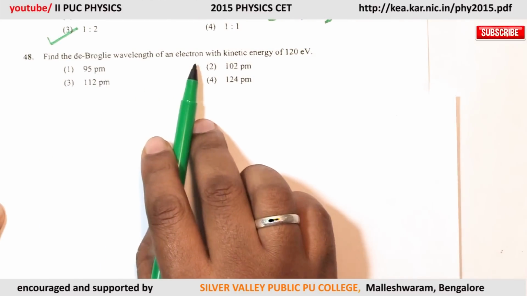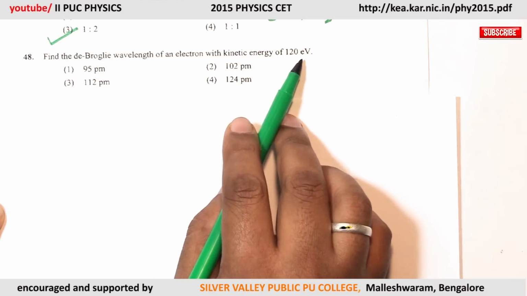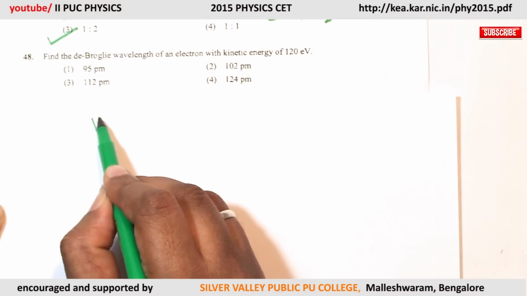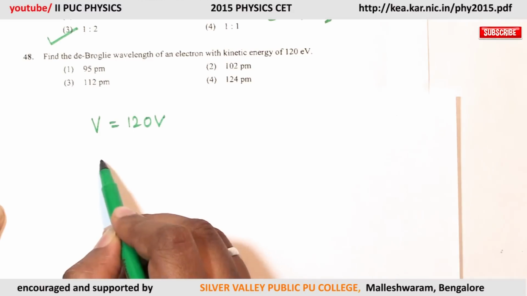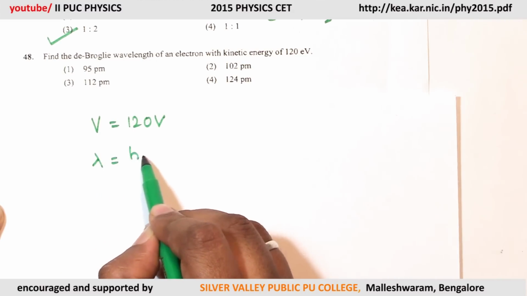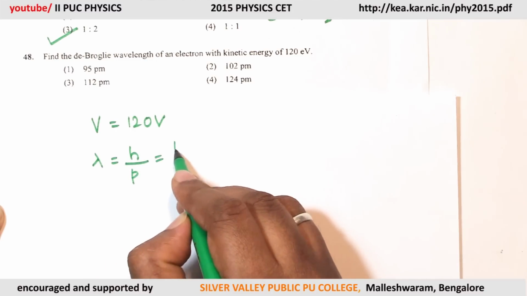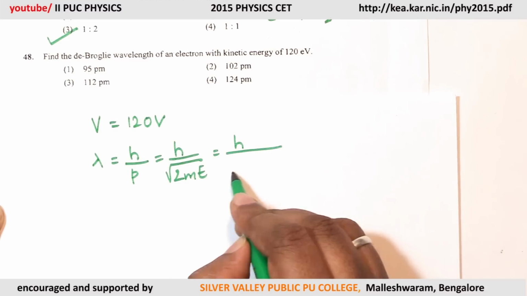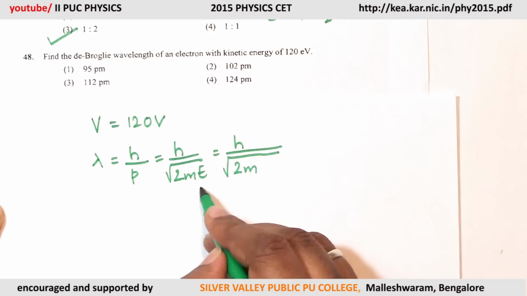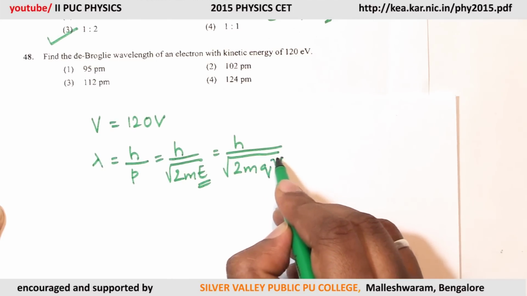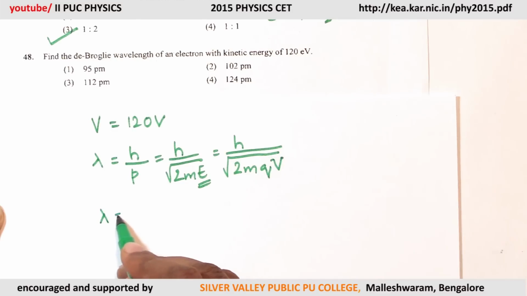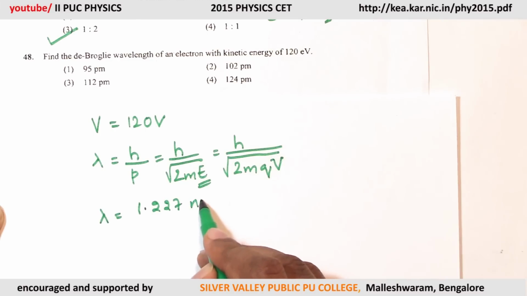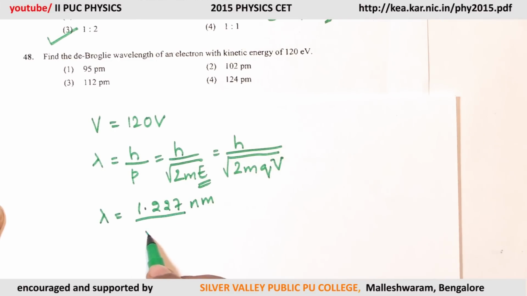Find the de Broglie wavelength of an electron with kinetic energy 120 electron volt. 120 electron volt means that it should be accelerated by a potential difference of 120 volt. De Broglie wavelength is equal to h by p, h by root of 2mE. Kinetic energy is charge times potential. If it is an electron, then wavelength equals 1.227 nanometer by root of voltage.